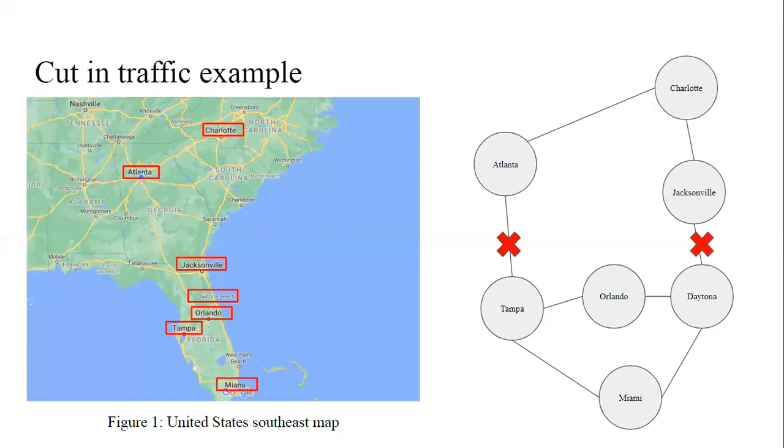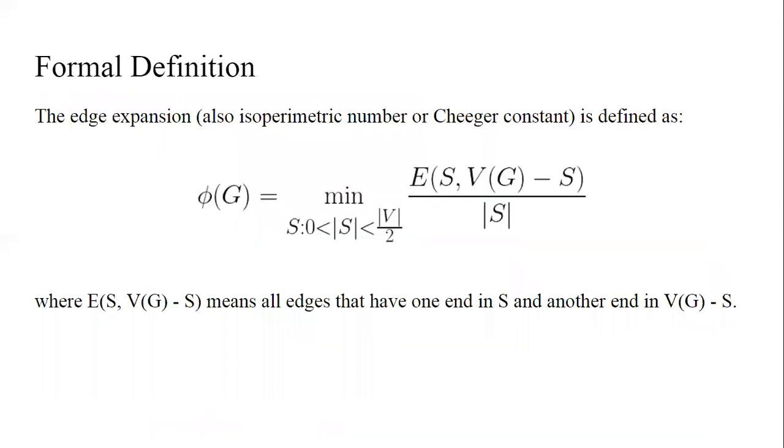To evaluate this kind of property of a graph, we will have a formal definition for this, and that is edge expansion. First, let's look at the part in the red box, which means for each cut, we can define a ratio, which is all edges that cross two parts divided by the number of vertices in a smaller part. And the edge expansion is the minimum value of all possible cuts.